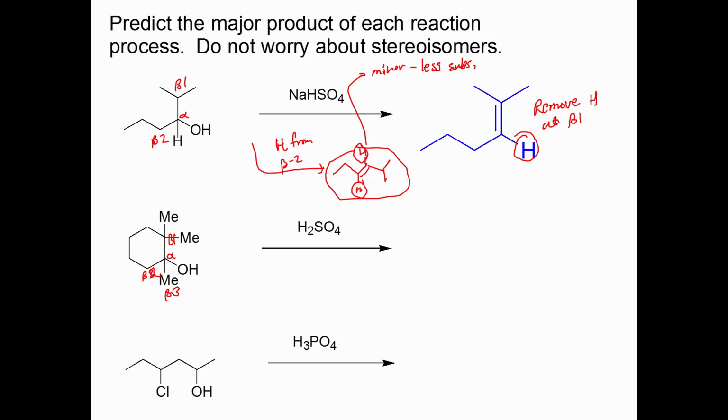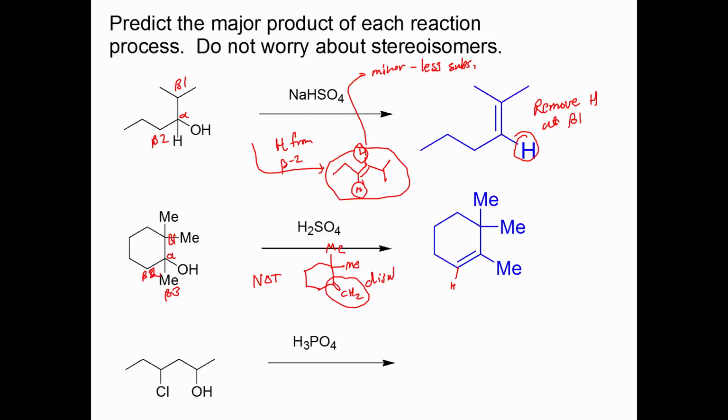And what you see here is that beta 1 doesn't have any hydrogens on it, so we can't form an alkene there. We're going to form our alkene by pulling hydrogens off of beta 2 or beta 3, and beta 2 is the better place to do that because this produces the tri-substituted alkene that you see here. It's not going to remove the hydrogen from beta 3. Because this alkene is only disubstituted, and this one is tri-substituted.